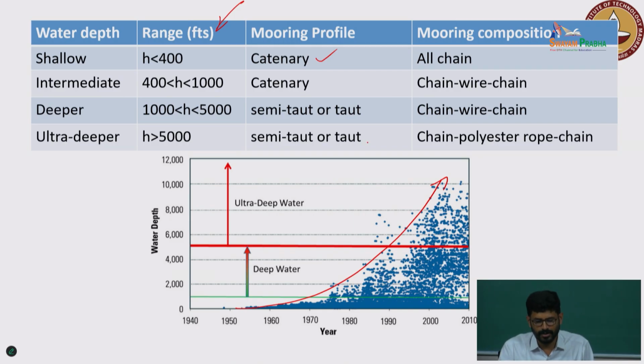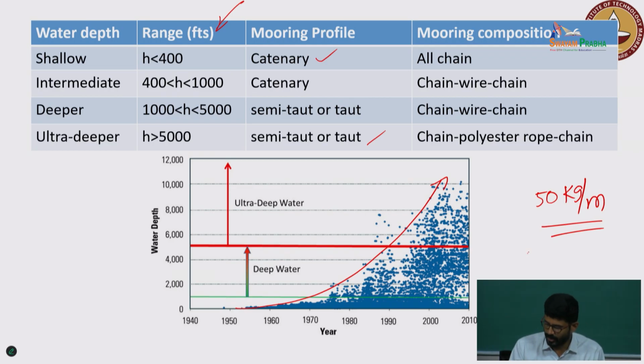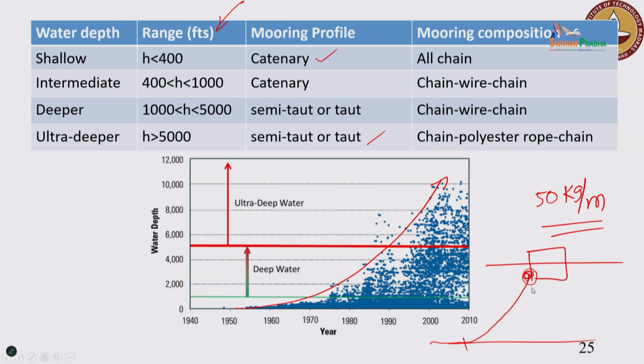And then for ultra deeper waters you don't go for catenary at all, right? Because if you go for a catenary mooring in ultra deeper waters, 5000 meters for example, let us take the submerged weight of your mooring line as 50 kg per meter. 50 kg per meter over 5000 feet, just imagine what the top tension will be. For example, this is my floater and this is the line, this is your top tension at the fairlead, that's what we said, correct? If the water depth increases, your fairlead tension will be very high. Why? Because the suspended length is increasing, correct?